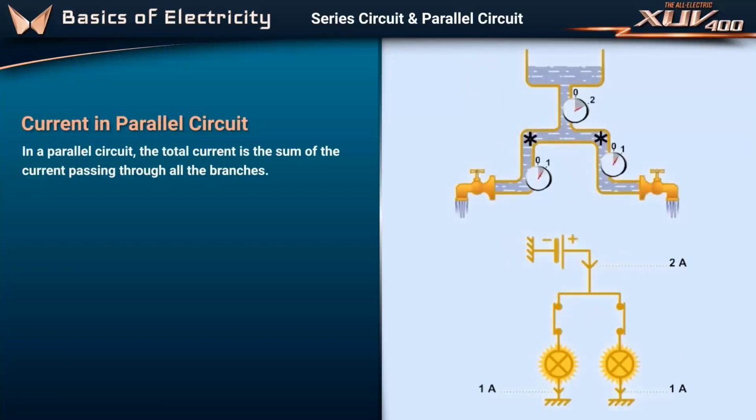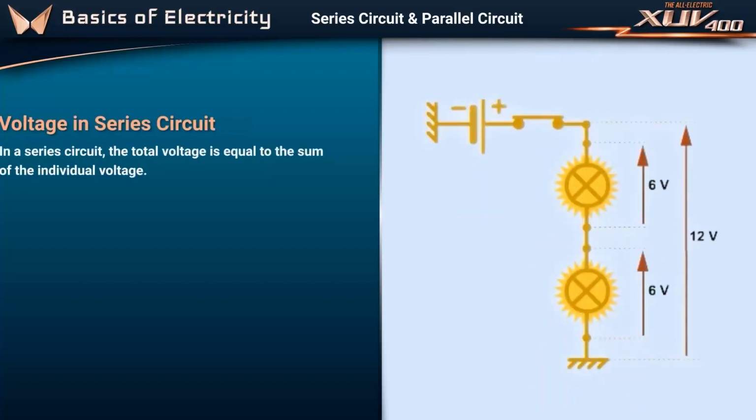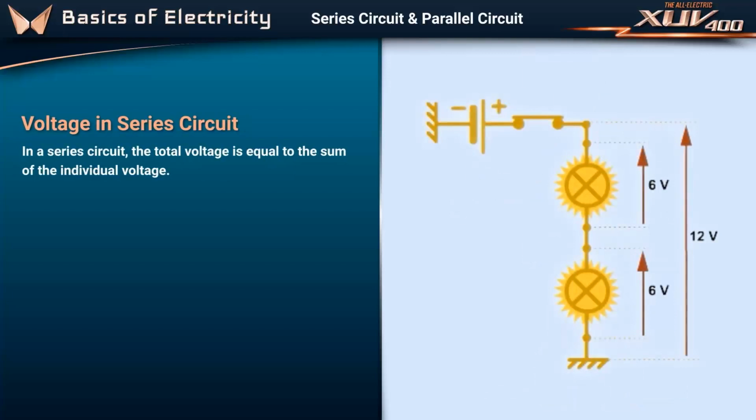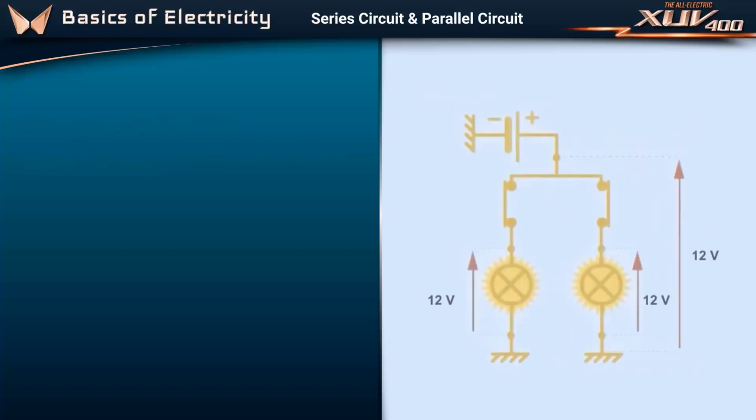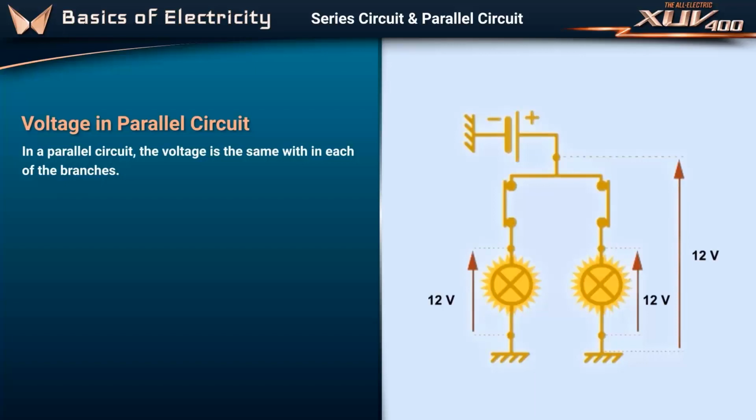Current in parallel circuit. In a parallel circuit, the total current is the sum of the current passing through all the branches. Voltage in series circuit. In a series circuit, the total voltage is equal to the sum of the individual voltages. Voltage in parallel circuit. In a parallel circuit, the voltage is the same within each of the branches.